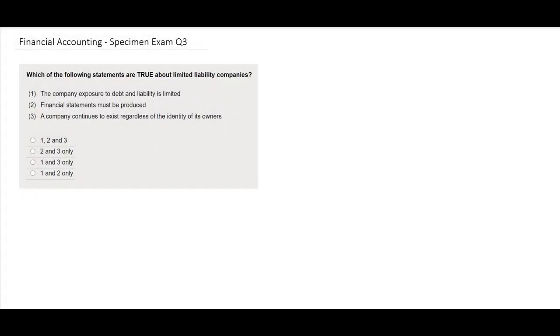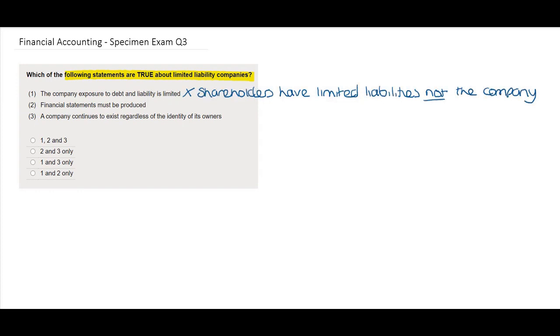In this question, you are being asked to decide which of the following statements are true about limited liability companies. Looking at these statements individually, the first one says that the company exposure to debt and liability is limited. This is not true. The only limited liability is with the shareholders of the organisation. The company itself will be liable for all of the debts and liabilities of the company. So shareholders have limited liability, but not the company itself.